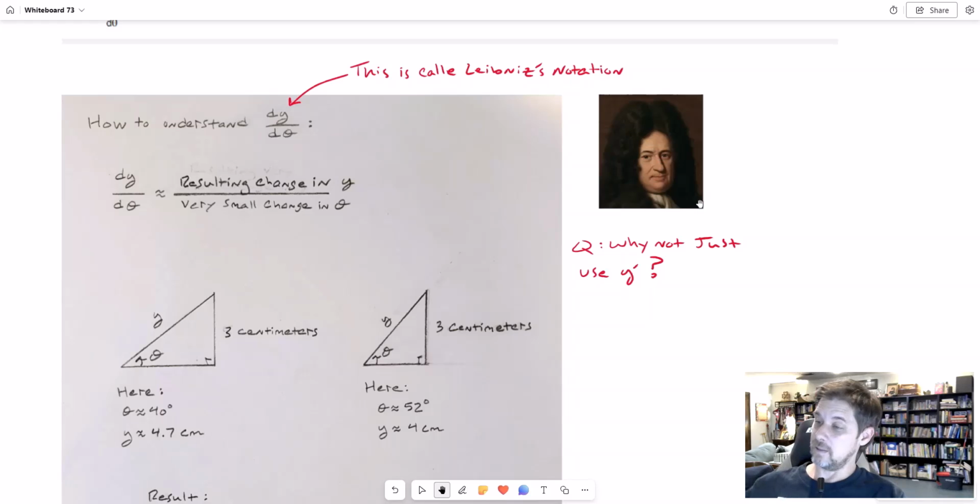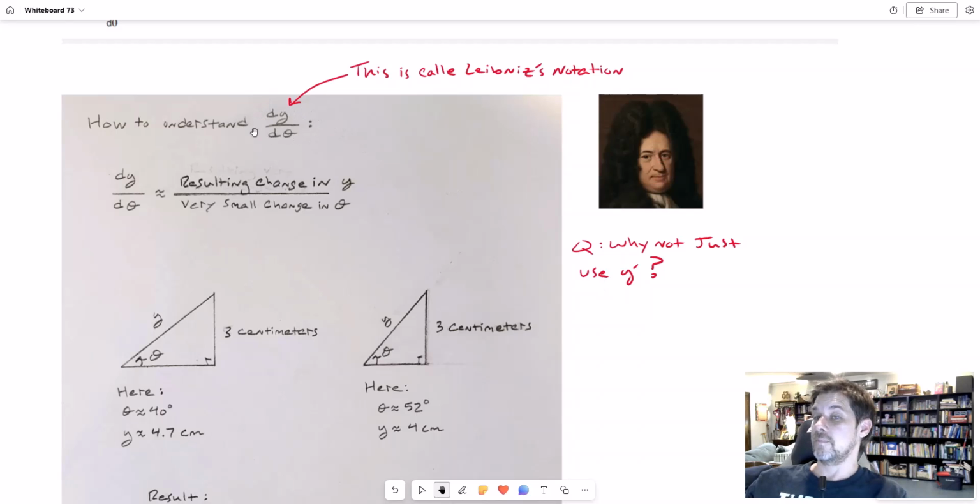You can read about him if you want to. But that's another notation for the derivative. Now you might say, why don't we just use the notation that we've already learned, y prime? If we put an apostrophe next to a variable, that could represent its derivative. So why do we not just use that? What's with this new notation?